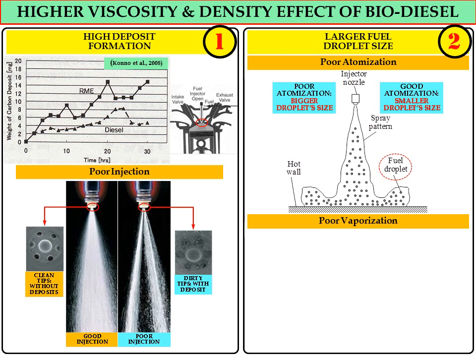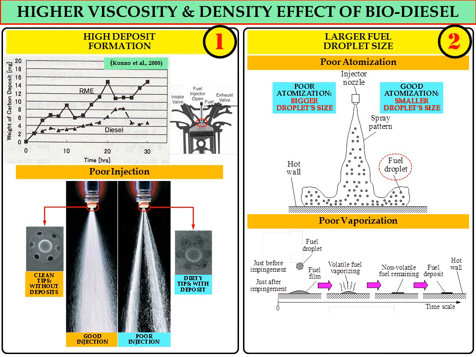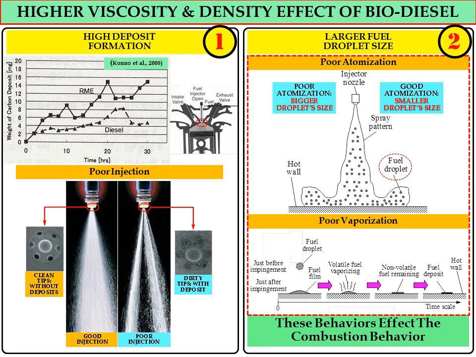Due to the larger fuel droplet size, it will also cause poor vaporization during the combustion. This will cause a lot of unburned fuel to remain on the surface of the combustion chamber. The figure shows the process of vaporization when the fuel droplet impinges on the hot surface of the combustion chamber. Due to the poor vaporization, more liquid fuel remains on the surface of the combustion chamber, and this will further cause a higher amount of deposit on the wall. This behavior affects the combustion behavior in a diesel engine.